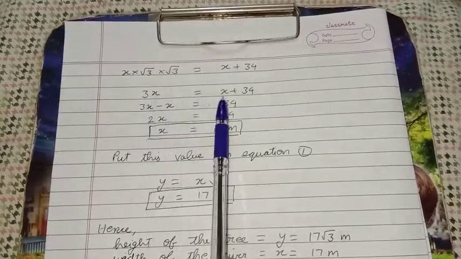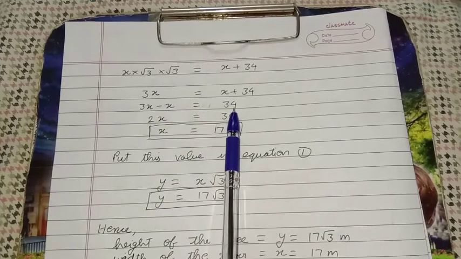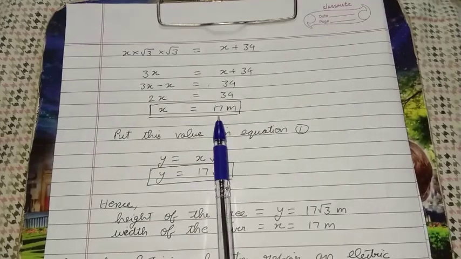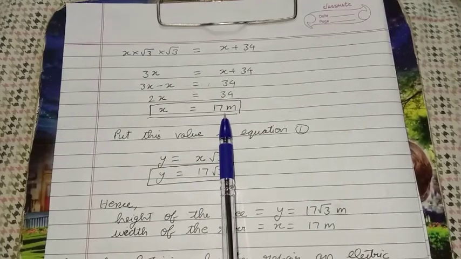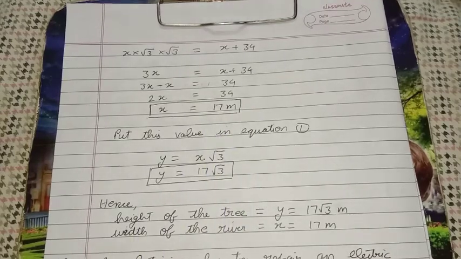Now taking x to the left hand side, 3x minus 1x is equal to 34. So the value of x comes out to 17. Now what is x actually? x is 17, and that was the width of the river.